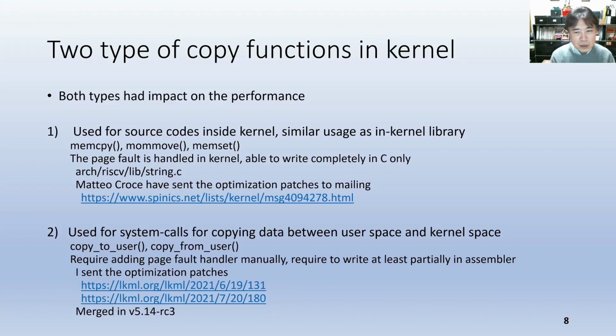And in these functions, the page fault isn't handled automatically, so it needs manual page fault handling. Typically, it's written with a mix of C and assembler, and I would like to make it a combination of C and assembler in the future, but right now I rewrote it in assembler because the initial function was written in assembler, so it was less overhead for me. This portion was merged in kernel 5.14, and Matteo has also sent his patches a few times on the mailing list, not merged yet. So what we're going to do is talk about it on the last page.